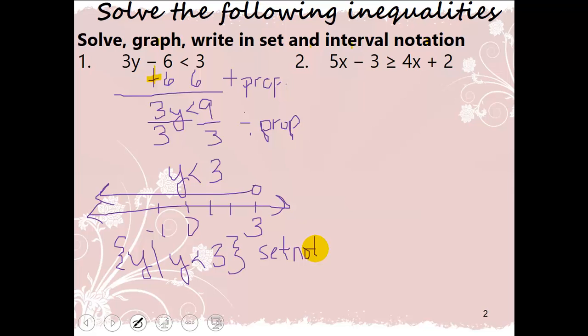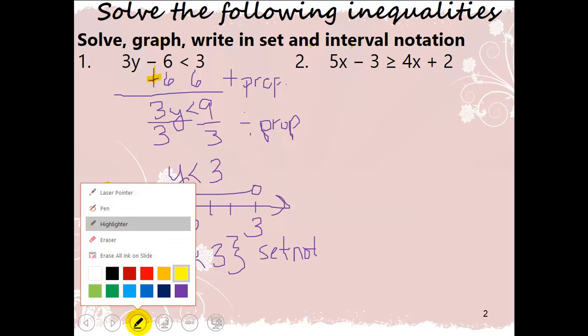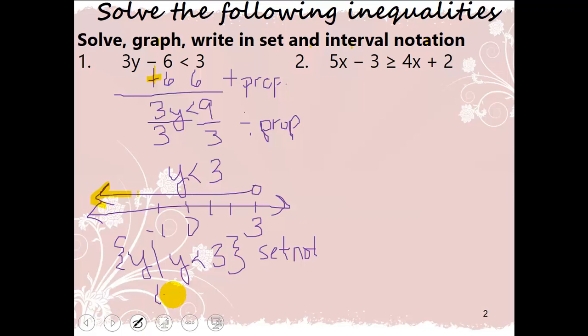And then in interval notation, this is going off to the left forever. So that implies we have a negative infinity. And with a negative infinity, we always use a parenthesis. And then we're going to go to 3, but we're not going to include it. So we're going to use a parenthesis.